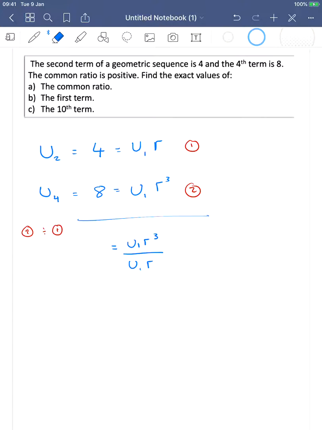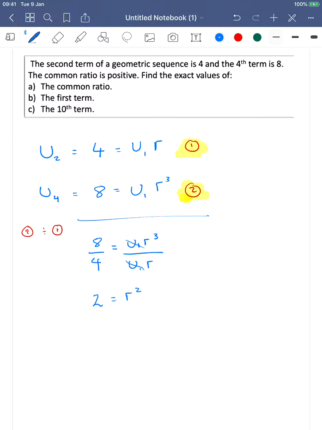And in the same way, I might just write this out in full, and we get here 8 divided by 4. So all I'm doing in each instance is this equation divided by this one. And now I can simplify. 8 divided by 4 is 2. My u1s cancel, and r cubed divided by r is r squared.